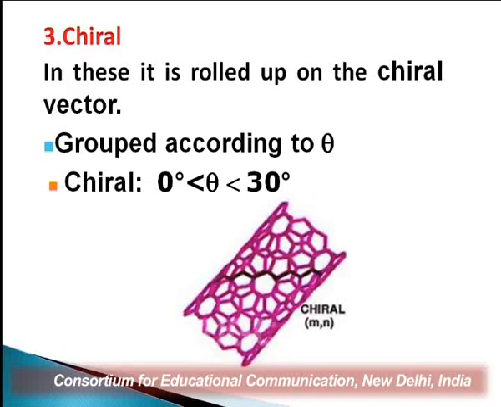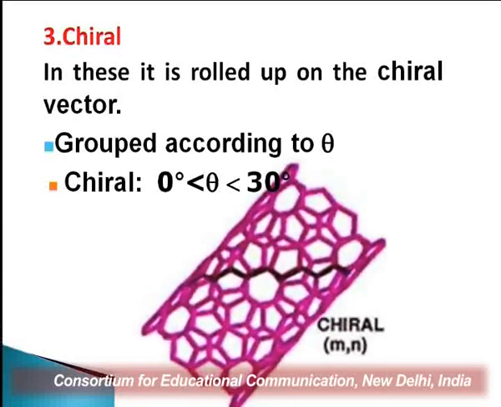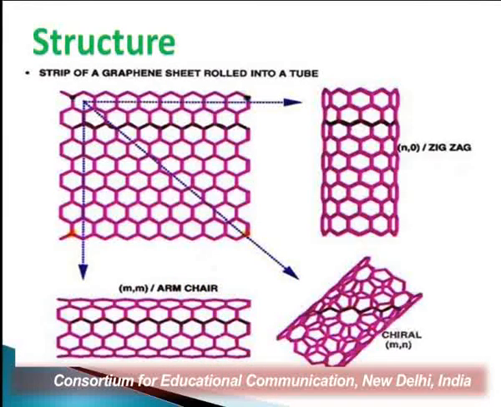Third is the chiral, where the sheet is rolled up along the chiral vector. Basically, it is rolled diagonally, and theta is in between 0 and 30 degrees. This is the chiral form, where m and n are different numbers. So here we have the three forms of carbon nanotubes: armchair, zigzag and chiral, and all have different properties and are prepared in different manners.